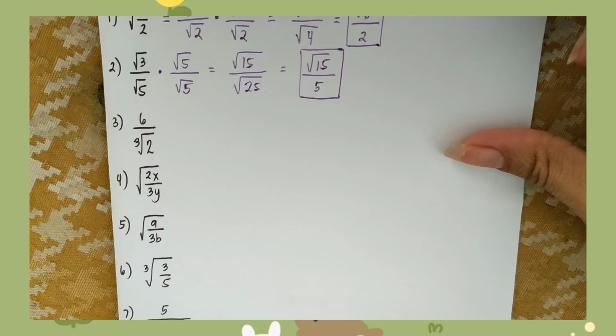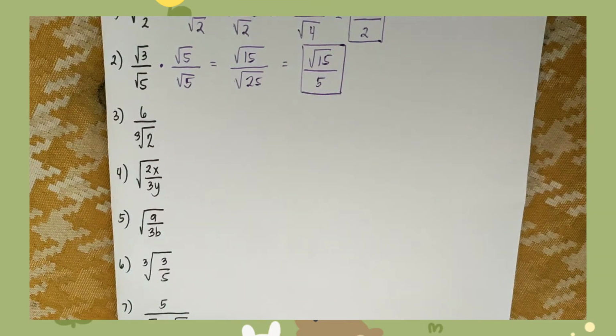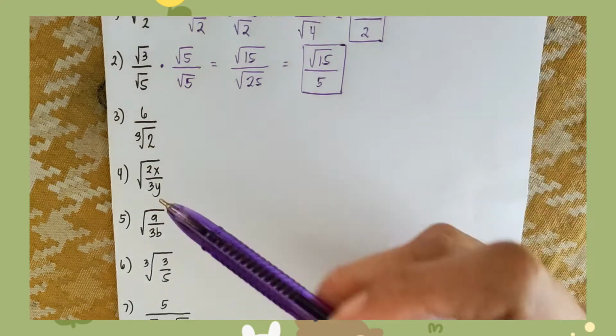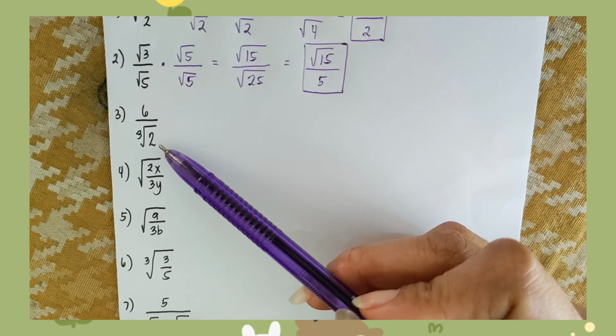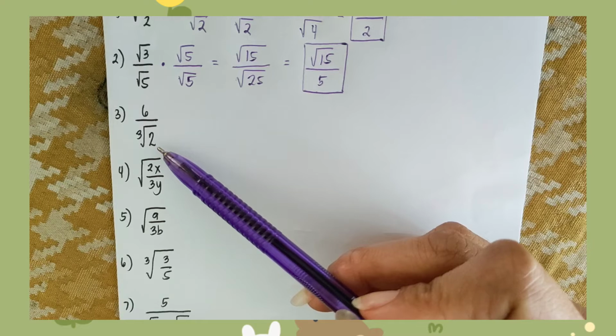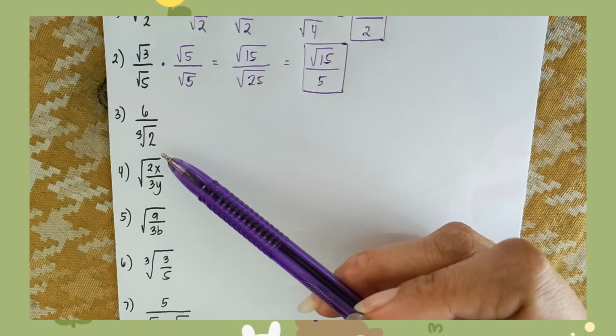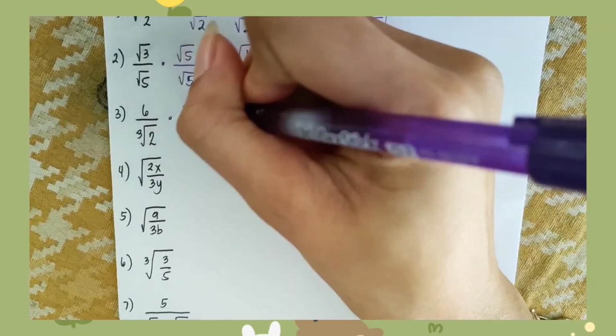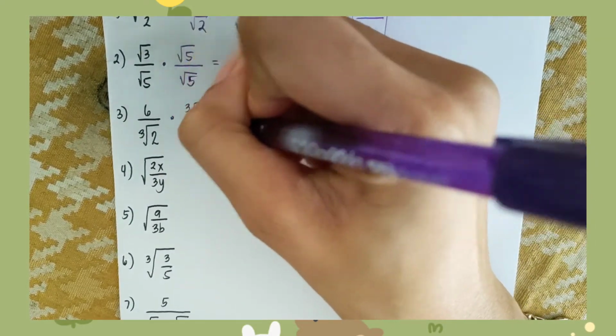Next, number 3. 6 all over cube root of 2. So in order for us to look later on for a perfect cube number, we need to think for a number that when we multiply by 2, we will extract the perfect cube. And that is, very good, the cube root of 4.